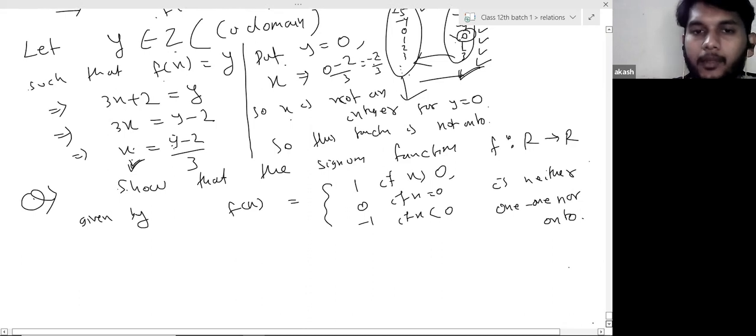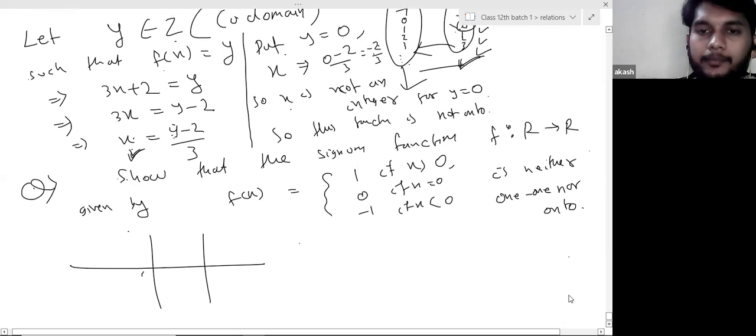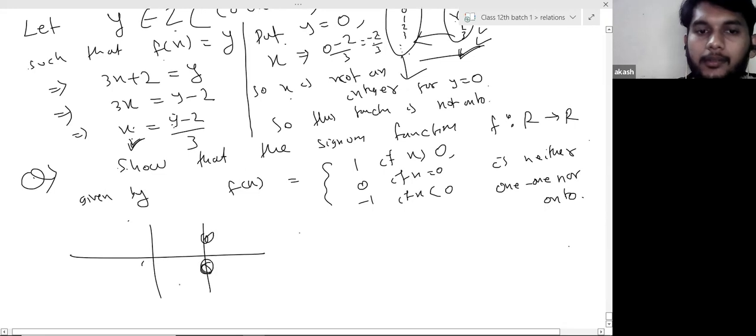See, they have broken down the function into 3 parts. The function is from R to R. If x is positive, then the function gives you the value 1. If x is 0, then the function returns 0. If x is negative, then the function gives -1. Right? This is the function.